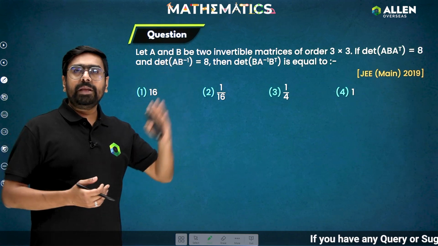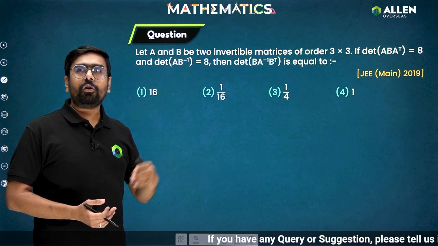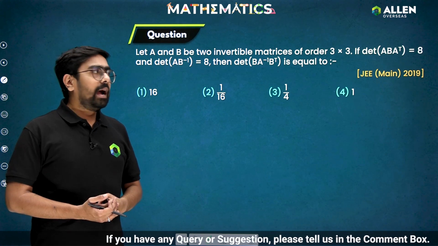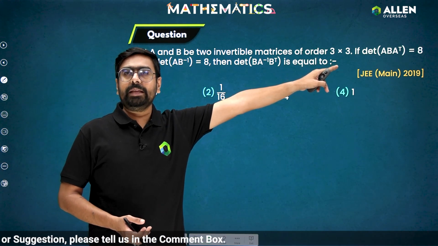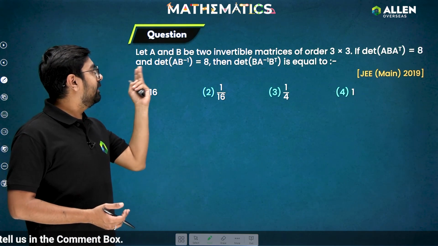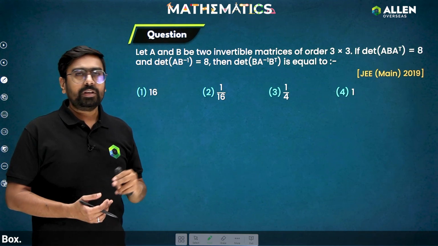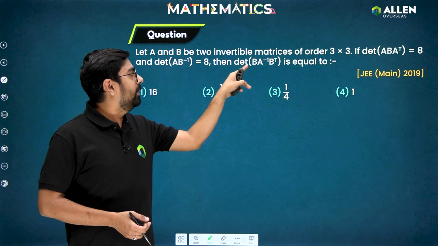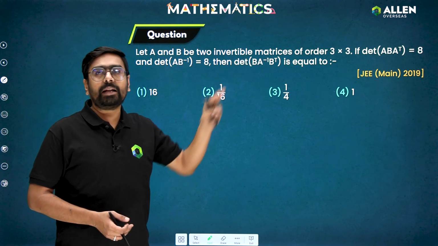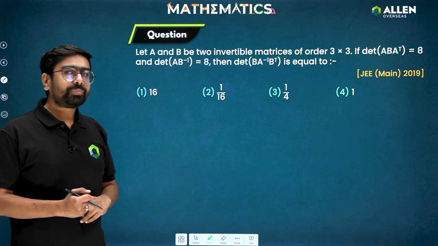Here, A and B are two invertible matrices of order 3 by 3, and if determinant of A transpose B is equal to 8 and determinant of A B inverse is equal to 8, then what will be the value of determinant of B A inverse B transpose?